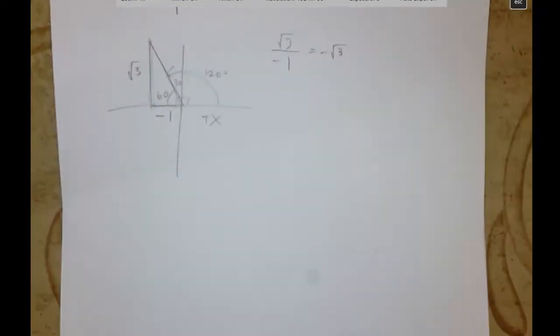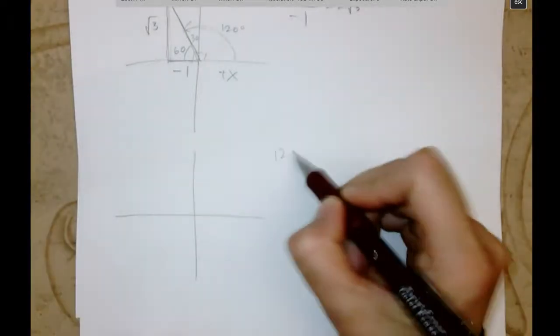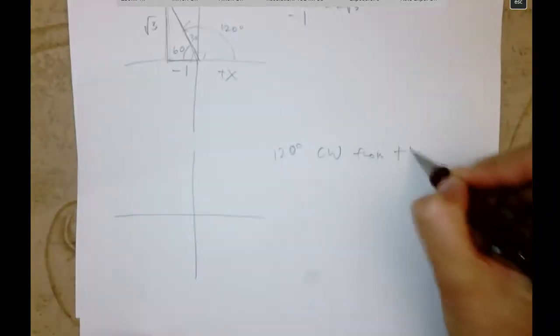Okay, let's try something from the y-axis. Get the slope of a line that is, let's see, let's do clockwise. Let's do clockwise and 120 from positive y. So it is 120 degrees clockwise from positive y.